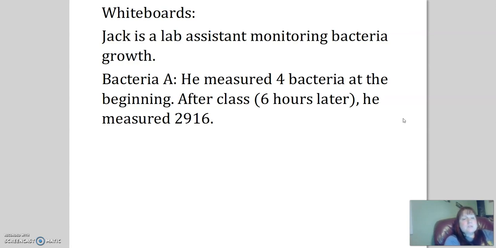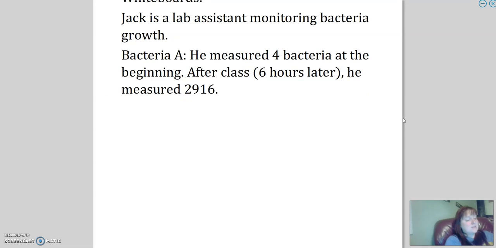So we're just going to talk about Jack. He's a lab assistant and he's monitoring bacteria. So he starts and he measures 4 bacteria at the beginning. Then he goes to class and comes back 6 hours later and he measures 2,916. So we were trying to find the growth rate. We have an initial amount. Our initial amount is 4, so we can just put that, and then we have b to the x.